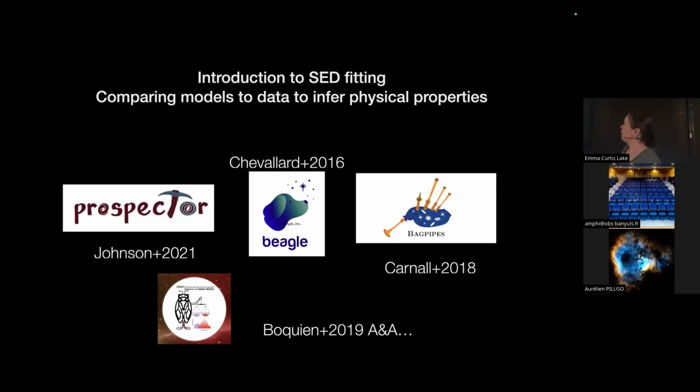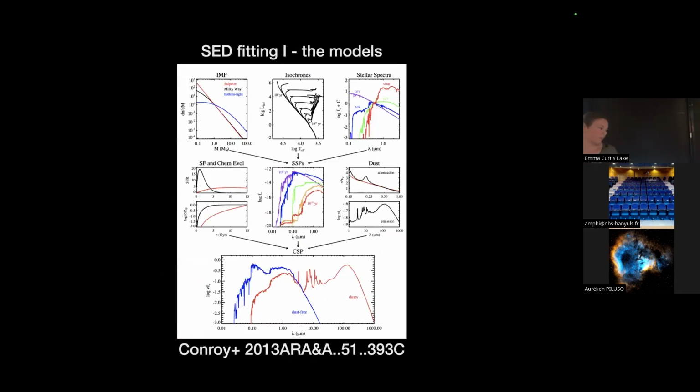These are some of the SED fitting codes. There are actually many more. These are some that are predominantly used in Europe, even for JWST data. There are kind of two things you have to care about with SED fitting. Basically, you're comparing models to data and you're inferring some physical properties. So the first side of this that we talk about is the models, what's going into them.